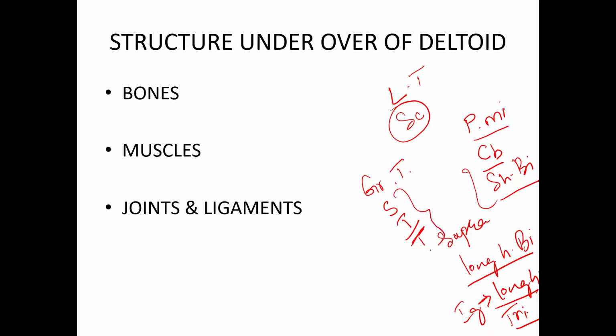Yes, the supraspinatus, infraspinatus, teres minor muscle, and the muscles attached to the bicipital groove or the intertubercular sulcus, that is the pectoralis major, teres major, and the latissimus dorsi in between. So all these muscles come to lie under the cover of the deltoid muscle. So I repeat the muscles which are under the cover of the deltoid.